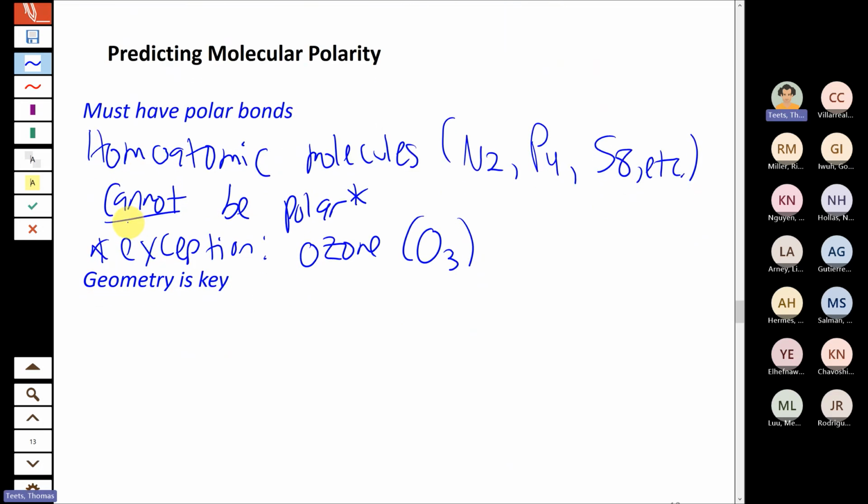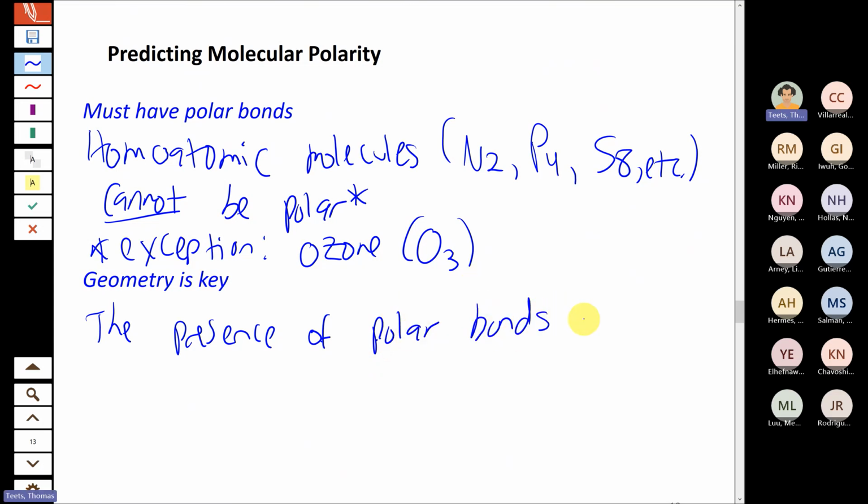But even when the molecule has polar bonds, say it's like CF4, carbon with 4 fluorines. We know that carbon and fluorine have different electronegativity values. Those bonds are polar, but that alone does not tell you that the whole molecule is polar. What you also have to think about is the geometry. The presence of polar bonds does not guarantee that the molecule itself will be polar, because depending on the arrangement of those bonds around the central atom, you may or may not cancel out those individual bond dipoles.